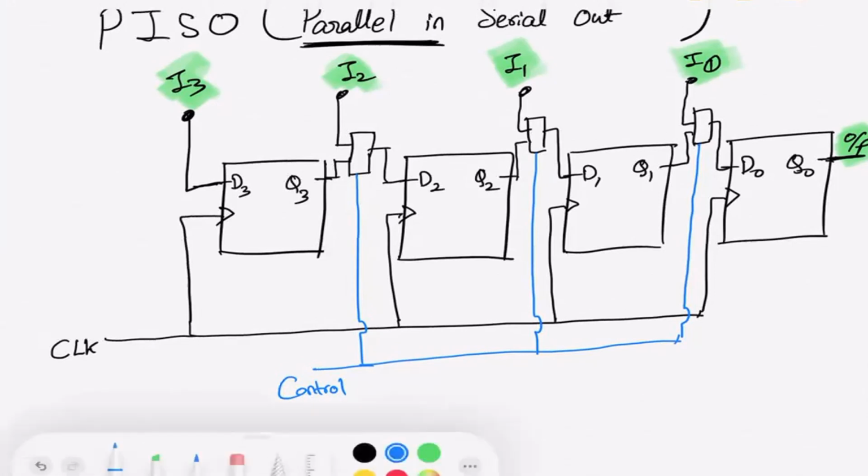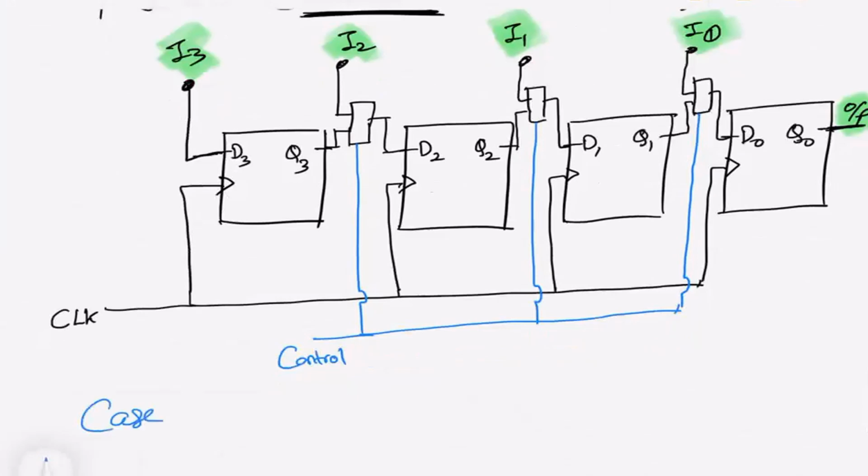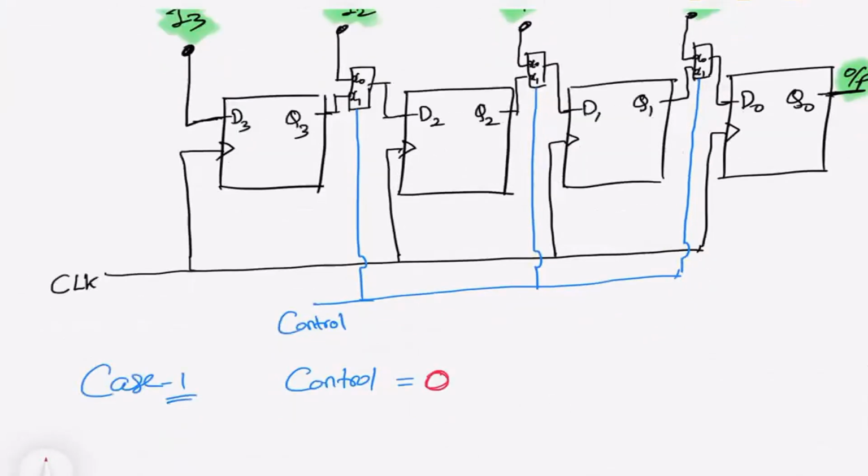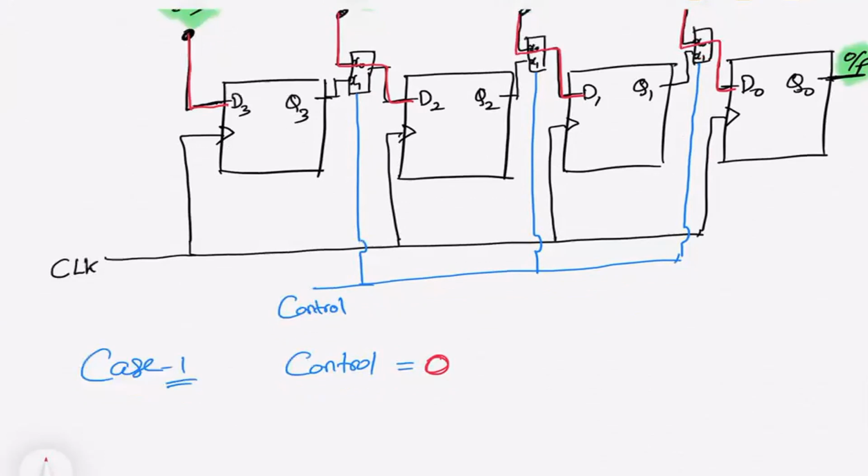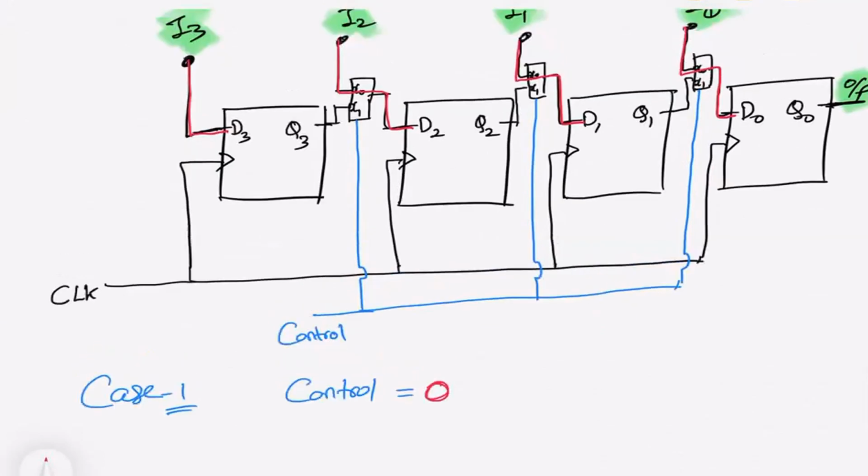Okay, so let's take the first case. Case 1, when control is equal to 0. So when my control is 0, which means I'm connecting I2 with D2, I1 with D1 and I0 with D0. Okay, and this I3 is already connected with D3. So after applying one clock pulse, whatever be the value of D3 will be stored at Q3 location, the value of D2 will be stored at Q2 location, the value of D1 will get stored at Q1 location, and D0 will be stored at Q0 location.